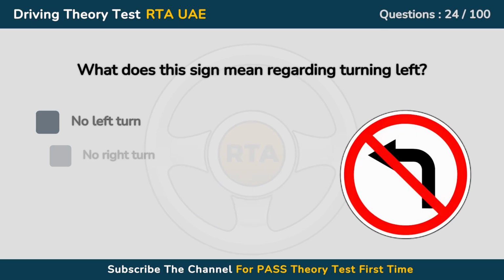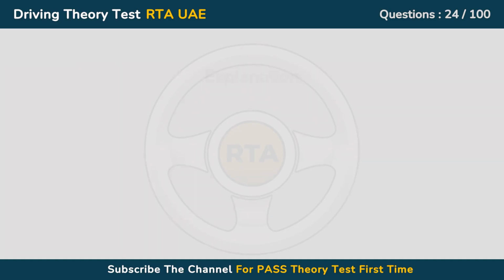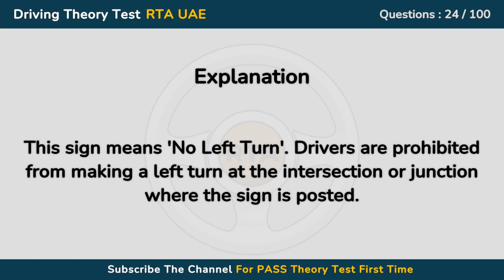Question 24. What does this sign mean regarding turning left? A. No left turn. B. No right turn. C. Left turn only. D. U-turn is permitted. Answer is A. No left turn. This sign means no left turn. Drivers are prohibited from making a left turn at the intersection or junction where the sign is posted.